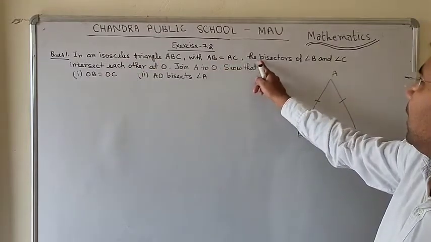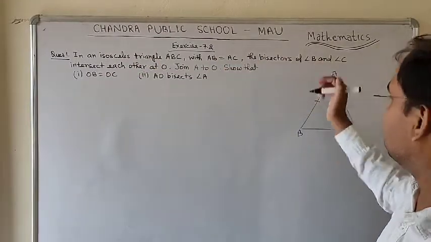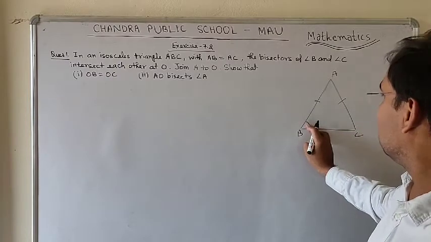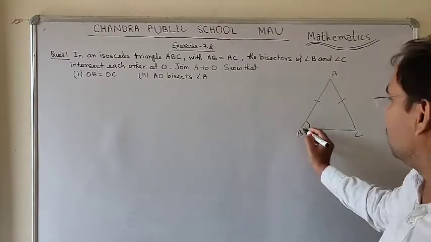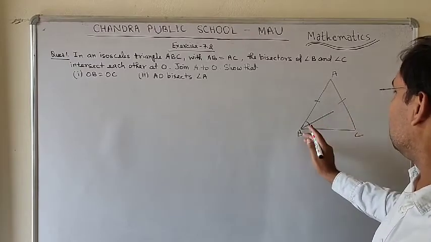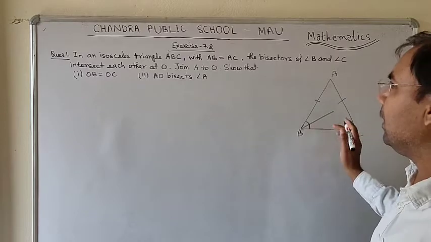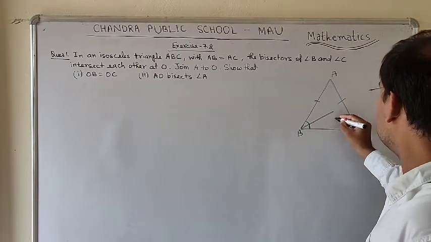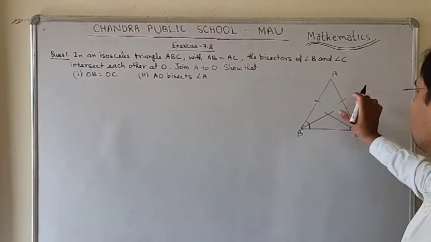Now it is given that the bisectors of angle B and C. So here you need to draw the bisectors of angle B and C. That is the rough diagram, students, so you need to draw it with the help of a scale. Here you need to draw a line which is going to bisect angle B, and you need to draw the bisector of angle C also. So here it is a line which is the bisector of angle C.